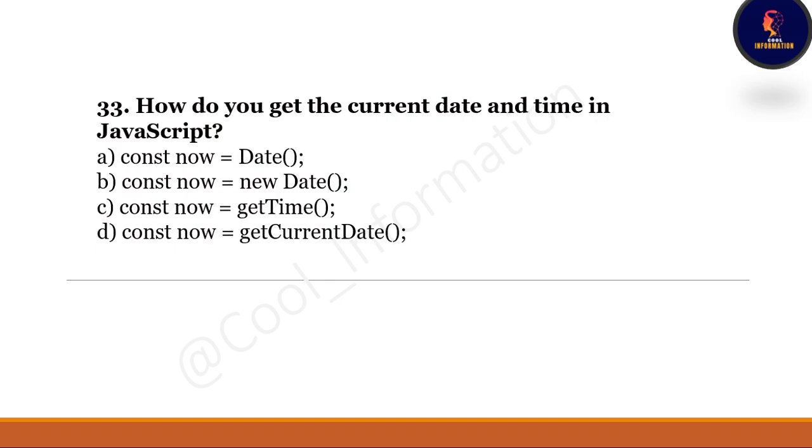Next question. How do you get the current date and time in JavaScript? By using which syntax will we get the current date and time in JavaScript? Correct option is option number B. We will use const now is equal to new Date function to get the current date and time in JavaScript.